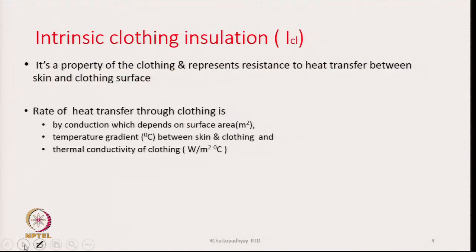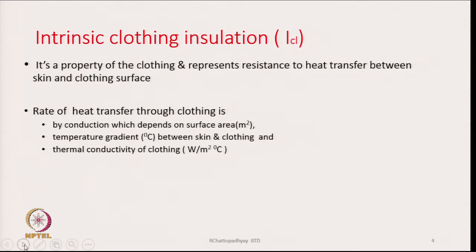Intrinsic clothing insulation. Intrinsic basically means it is a property of the clothing and represents resistance to heat transfer between skin and the clothing surface. It is the intrinsic property of the clothing material.